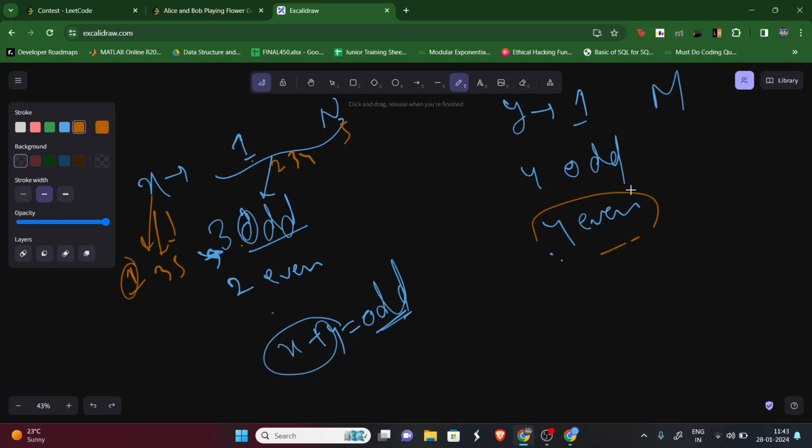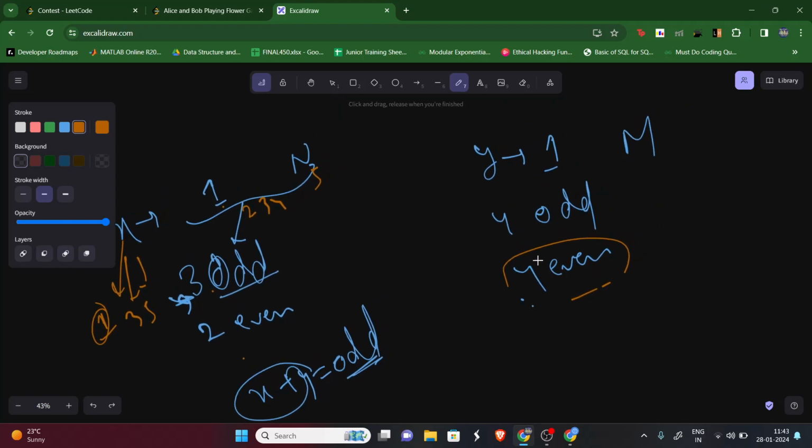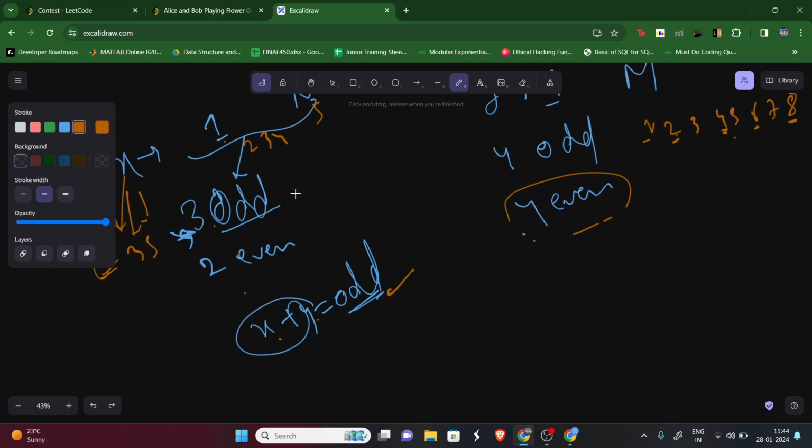So let's say for m, 4 odd and 4 even, that means we have 1 2 3 4 5 6 7 8. So we know that we can choose y as 2 or 4 or 6 or 8. If we choose, let's say, 1 and any of the even values, overall x plus y will become odd. So in total, how many combinations will there be if we choose x as odd and y as even? That will be nothing but 3 into 4, that is the number of odd numbers between 1 to n multiplied by the number of even numbers between 1 to m.